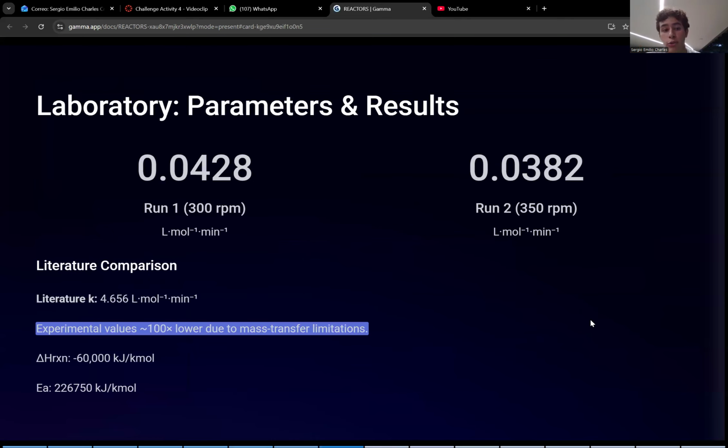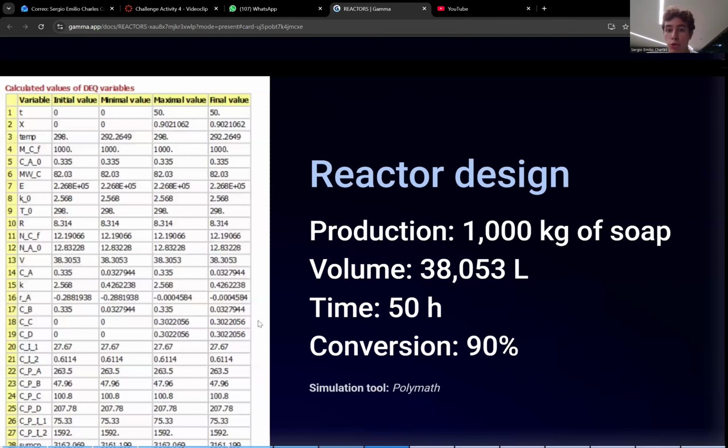The results in the laboratory: we determined two k's. This one that you can see here for the 300 RPMs, and this one that can be seen here for 350 RPMs. These are the units. This is a synthesis of our case. Experimental values were 100 times lower due to mass transfer limitations in the lab. The heat of reaction that we found in the literature was minus 60,000 kilojoules per kilomole, and the activation energy can be seen also here below.